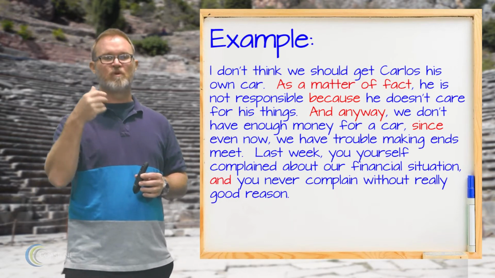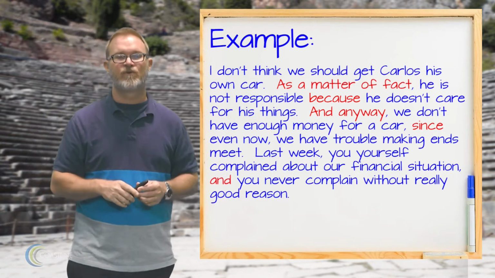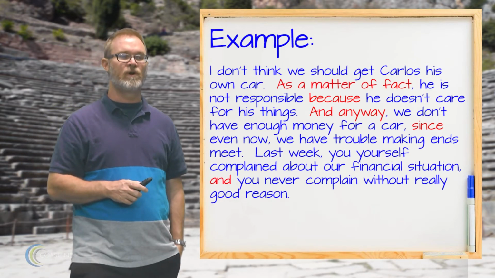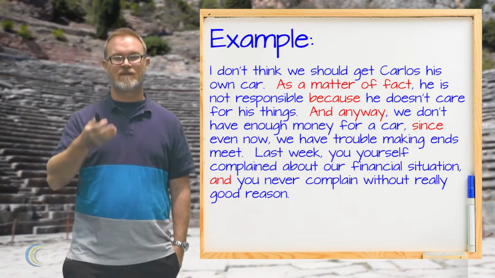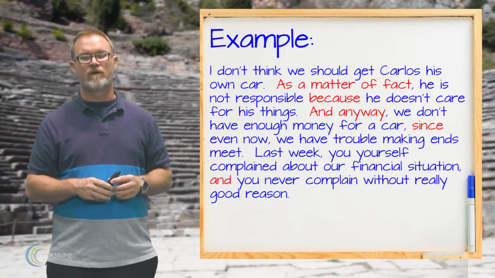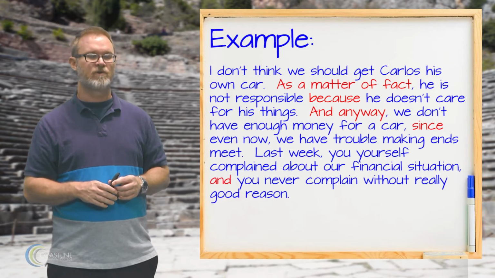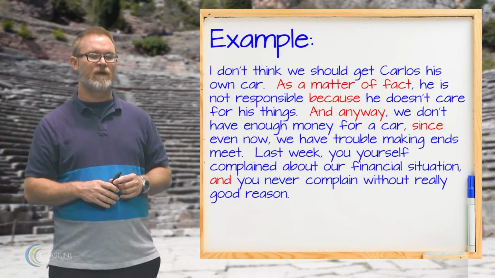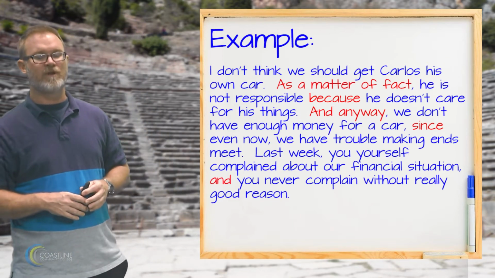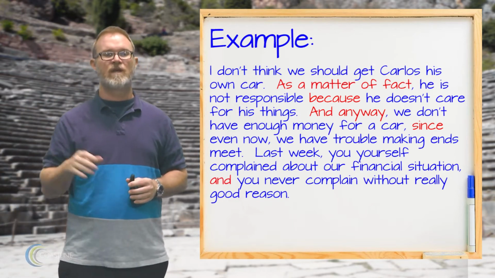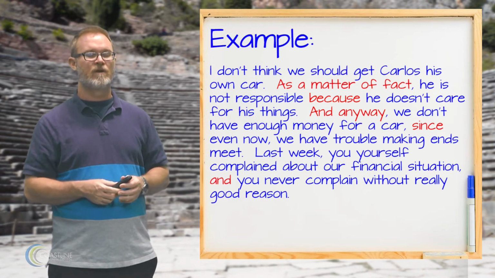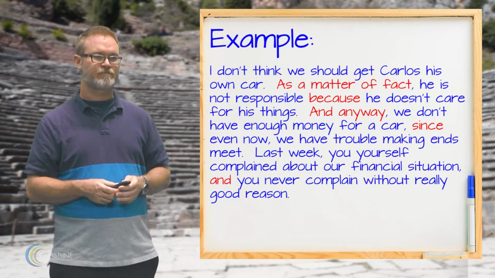He is not responsible because he doesn't care for his things. That "because" is also another premise indicator word. Then in the next sentence it says, "And anyway." Usually an "and" is a kind of indicator word as well. So we have there also an indicator of probably a reason, right? And then it says, "And anyway, we don't have enough money for a car, since even now we have trouble making ends meet." That sentence is also another indicator word as well.